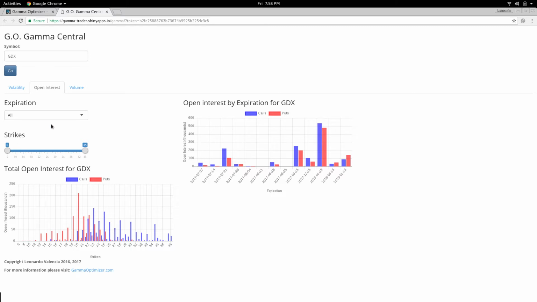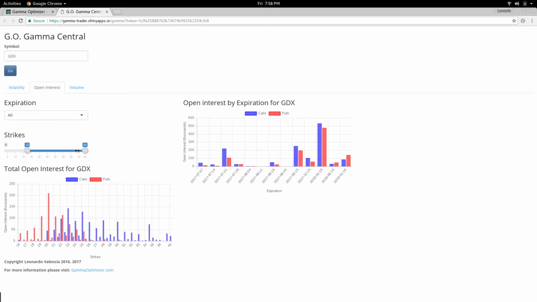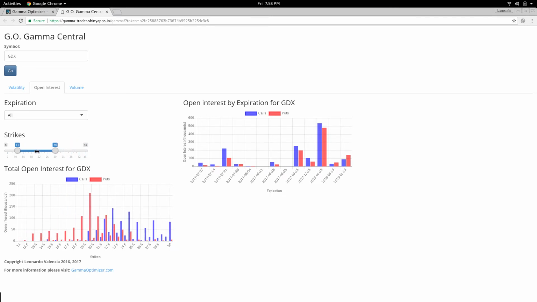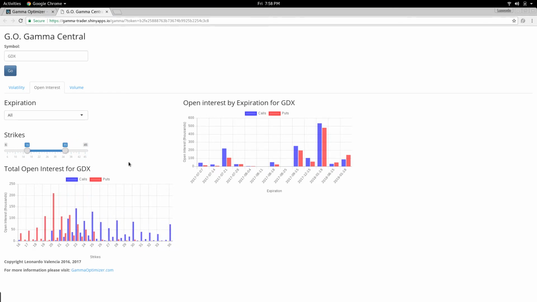You have a couple of filters here. You can move the strikes and slide them. You can focus on a particular area that you want for the open interest. And a second filter that you can use is, instead of seeing the consolidated open interest for all of the expirations, you can focus on a particular expiration.